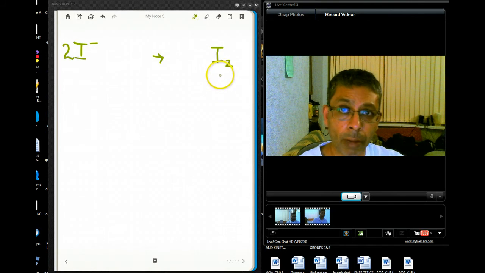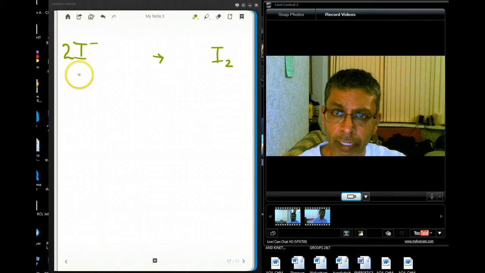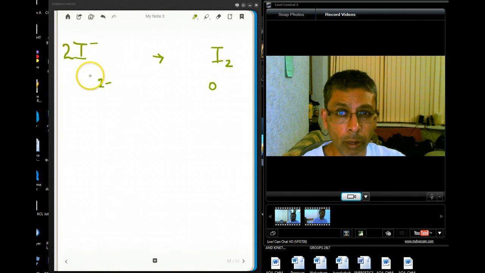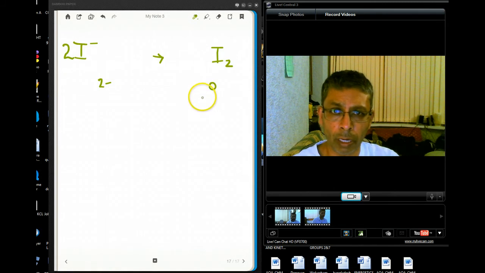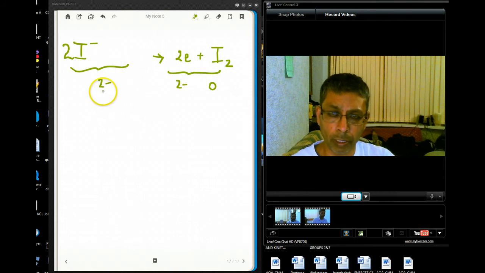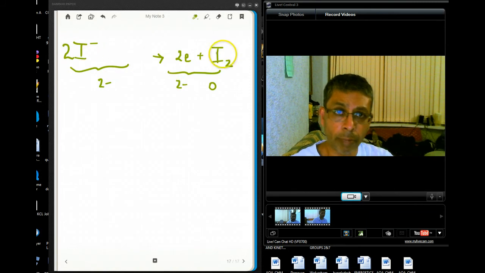That's it. Now we balance the charges. Overall on the left, can you see there's two minuses? On the right, charge 0. Notice I'm not looking at the oxidation numbers here, I'm just looking at the charge. So 2 minus on the left and 0 on the right. So you can see that it's not balanced. I need to have 2 electrons on my right hand side here. There we are. So now I've balanced the charges and also balanced the elements as well. So that's my balanced half equation.